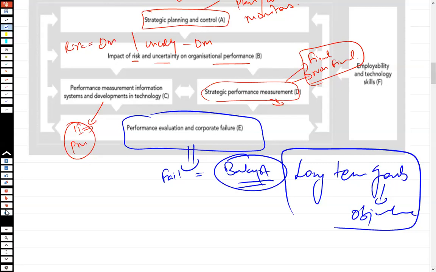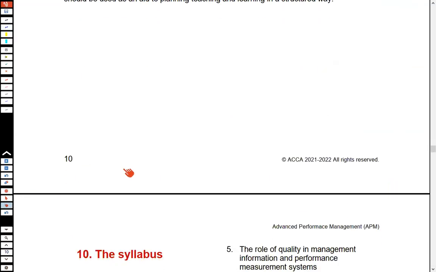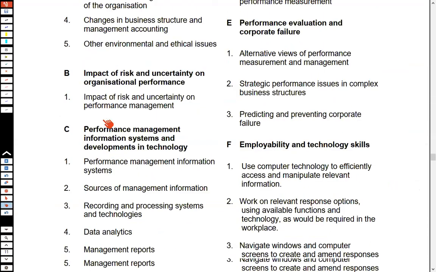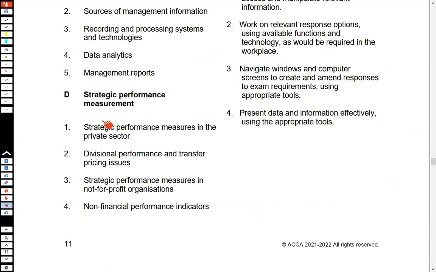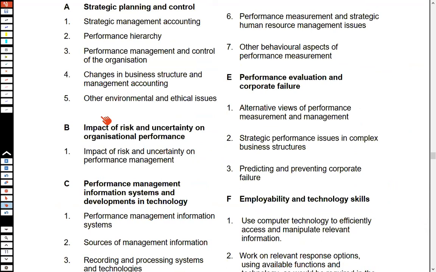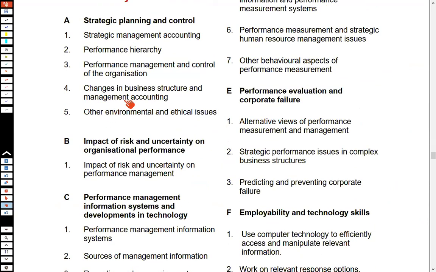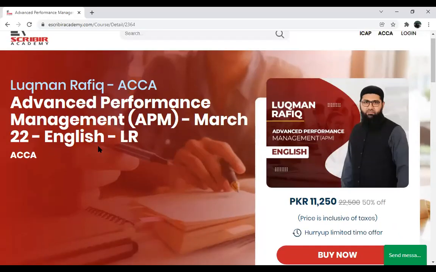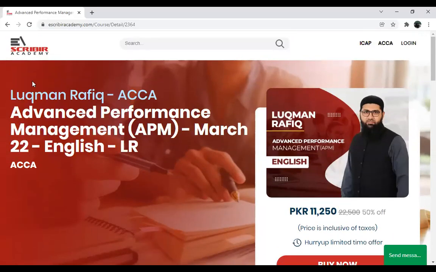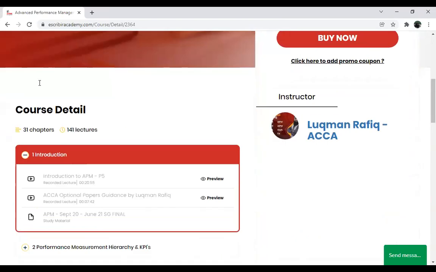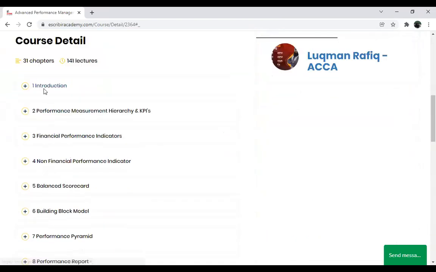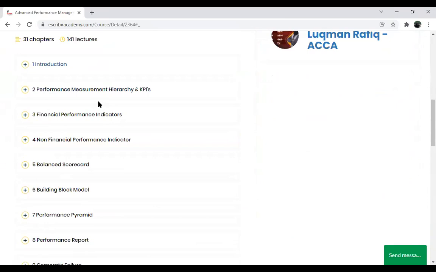There's a huge list of things that we could discuss with respect to the syllabus. I'm not going to get into them right now because I've just given you an idea of what it is. But I will take you through this web portal of Scriber Academy, on which this course of APM is listed, and give you a bit of guidance on the way we deliver the course.